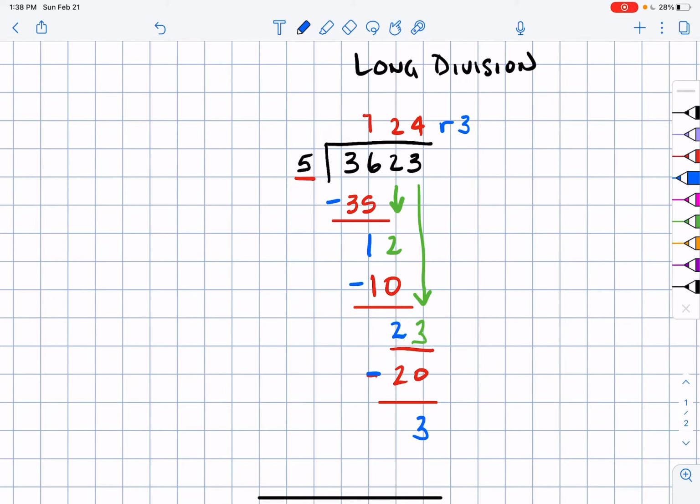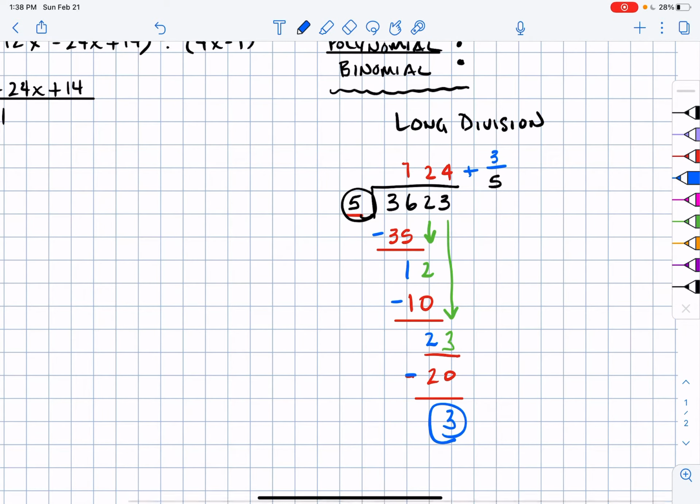Well, that actually doesn't make any sense whatsoever. So what we actually do is, since we don't have any more digits to bring down, we're going to now say it's going to be 724 plus 3 over 5. Yes, the 5 came from here, and that 3 came from down here. Okay, so that would be how long division works. It's the same 4 steps over and over and over again.